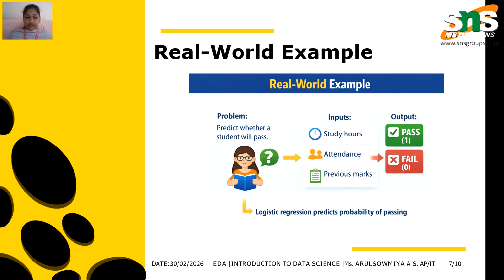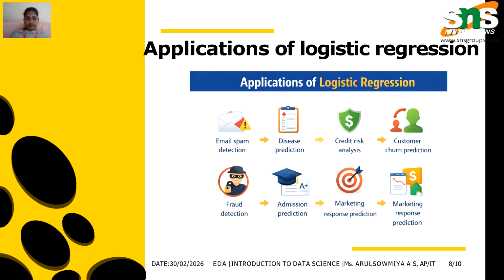So here is a real world example. The diagram shows the problem, inputs and output. Here the problem is to predict whether the student will pass or fail. What are all the inputs we can get? By calculating the study hours, attendance and previous marks, we can easily find whether the student will pass or fail in an exam. So here the problem is logistic regression, which predicts the probability of passing.